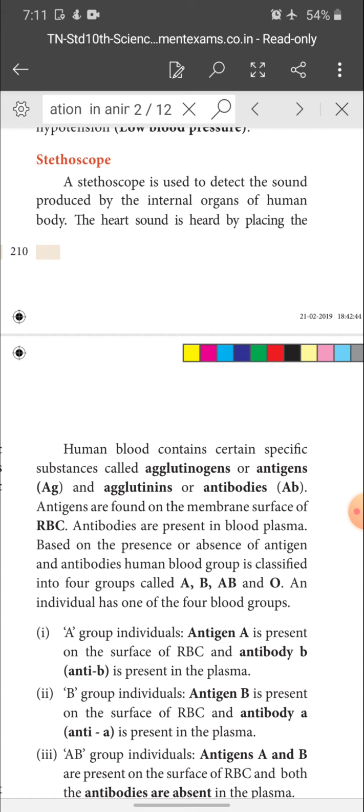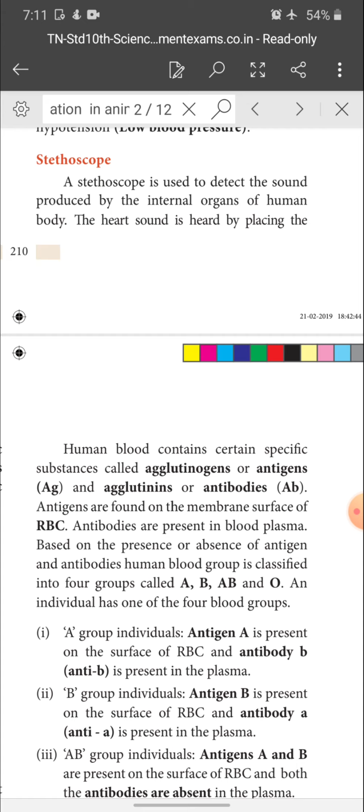First one is instrumentation. What are the instruments? They are the instruments used to measure the circulation, the working of the heart, and other health-related issues. Those instruments are called the stethoscope and the sphygmomanometer. And the next one is blood grouping.